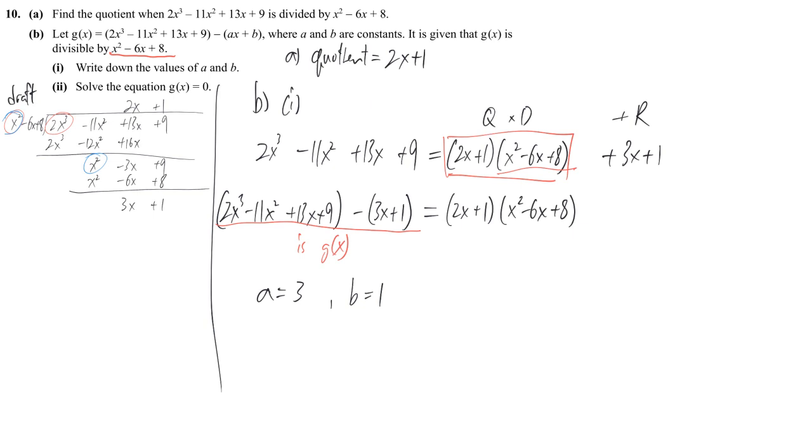After that, we have to solve the equation g(x) equal to 0. Don't forget, this is g(x), which means this one is also g(x). We just try to use a different format to present it. This one is definitely better for us to factorize and solve the equation. So we just simply forget this one. We focus on this part.